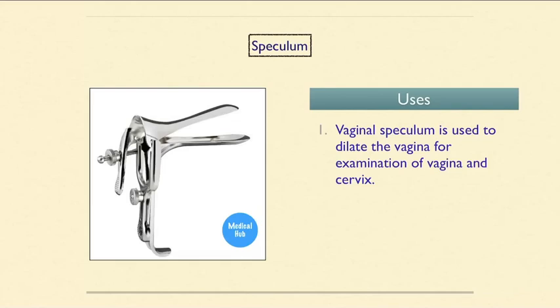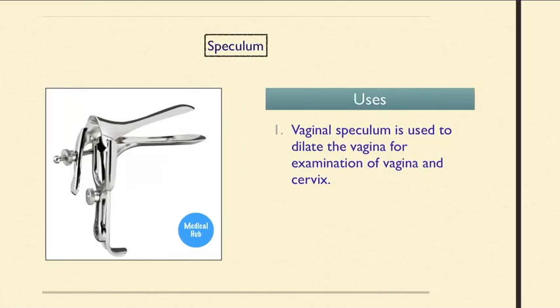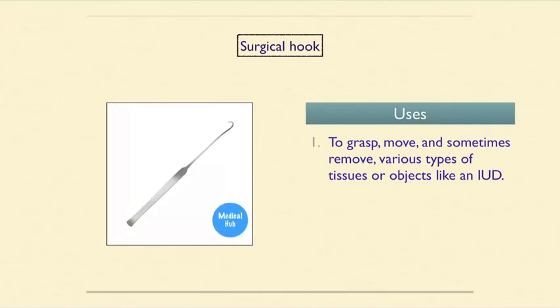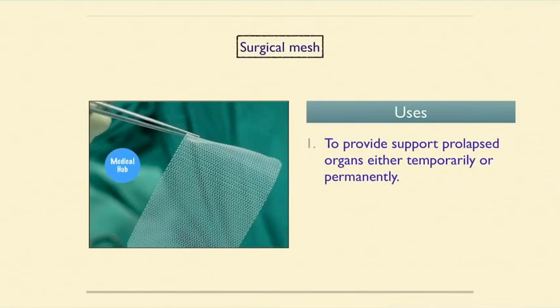Next, this is speculum. So vaginal speculum is used to dilate the vagina for examination of vagina and cervix. Okay, so next instrument is suction tube. So it is inserted into the upper airway to drain the mucus, saliva and other debris that obstructs a person's breathing. Next is surgical hook. It is used to grasp, move and sometimes remove various types of tissues or objects like an IUD. Next, this is surgical mesh. It is used to provide support to prolapsed organs either temporarily or permanently.